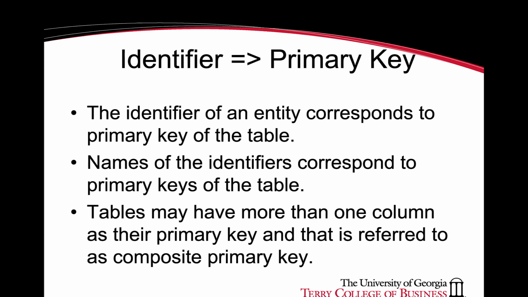Identifiers, when converted to table form, are referred to as the primary key of the table. The name of the identifier corresponds to the name of the primary key. Very frequently, we may find tables that have more than one column as that primary key, and that is referred to as a composite primary key.